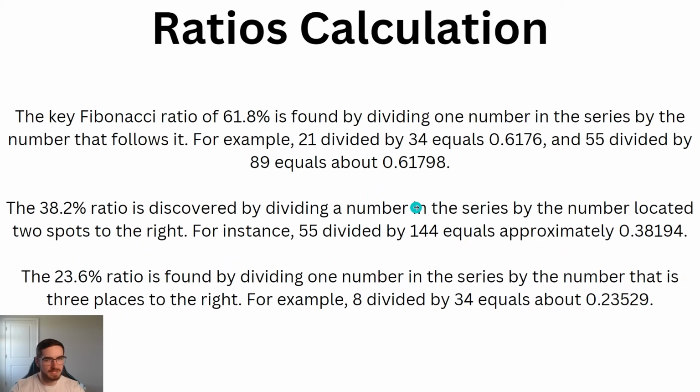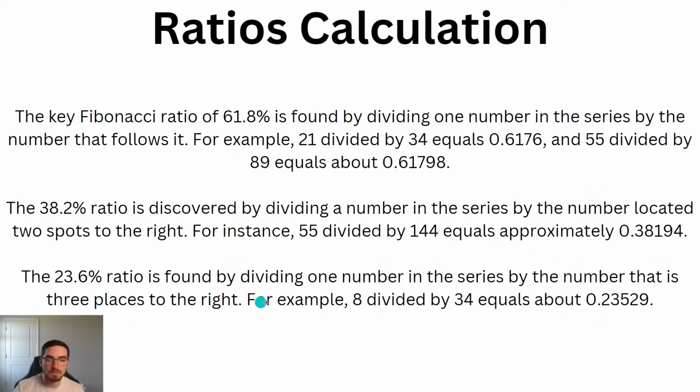Just bear with me, this might get a little confusing. For instance, 55, which is a Fibonacci number, divided by 144 equals approximately 0.38194. Rounded up, what do you get? 0.382. And then the 23.6% ratio is found by dividing one number in the series by the number that is 3 places to the right.